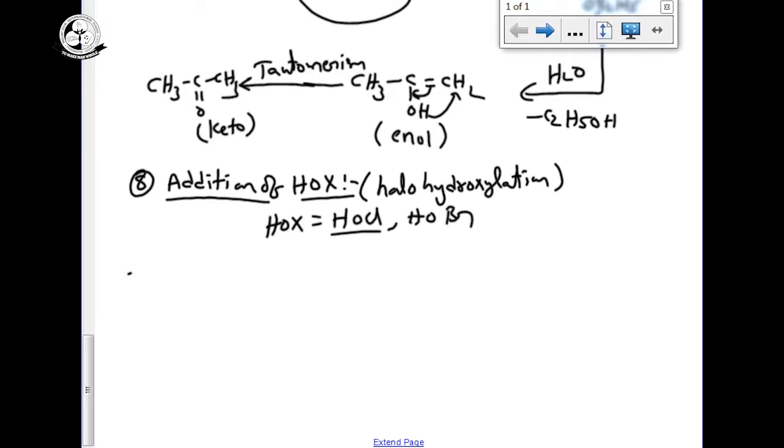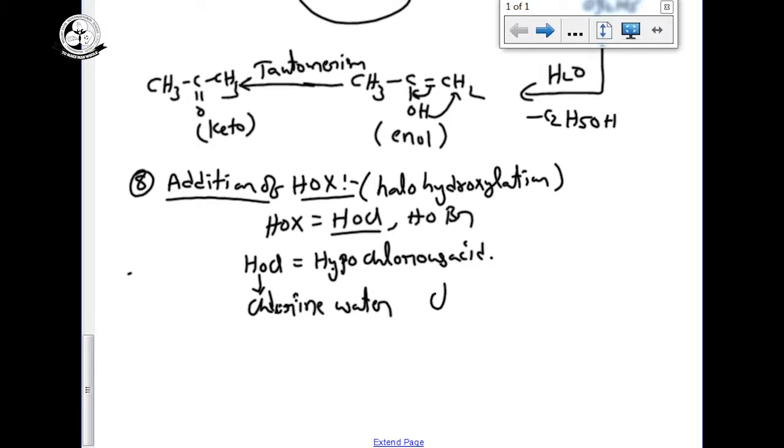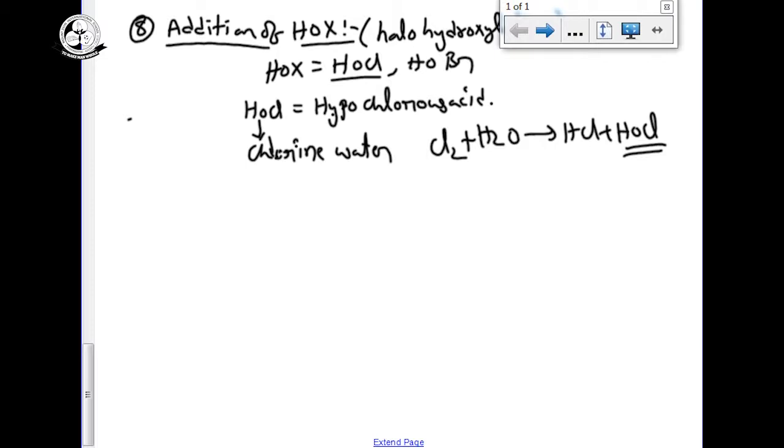How to prepare HOCl, hypochlorous acid? It comes from chlorine water. Chlorine water means chlorine dissolved in water, and you get HCl plus HOCl. This is our required compound. Now we are going to take HOCl and add it to the alkene.